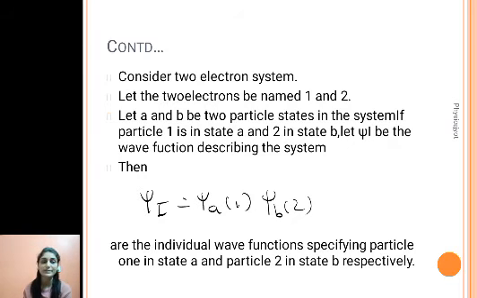and let A and B be the 2 particle states in the system. If particle 1 is in state A and particle 2 is in state B, then I can write wave function psi as psi A1, psi B2. This means my particle 1 is in state A, particle 2 is in state B. Now these are the individual wave functions specifying particle 1 in state A and another in state B.